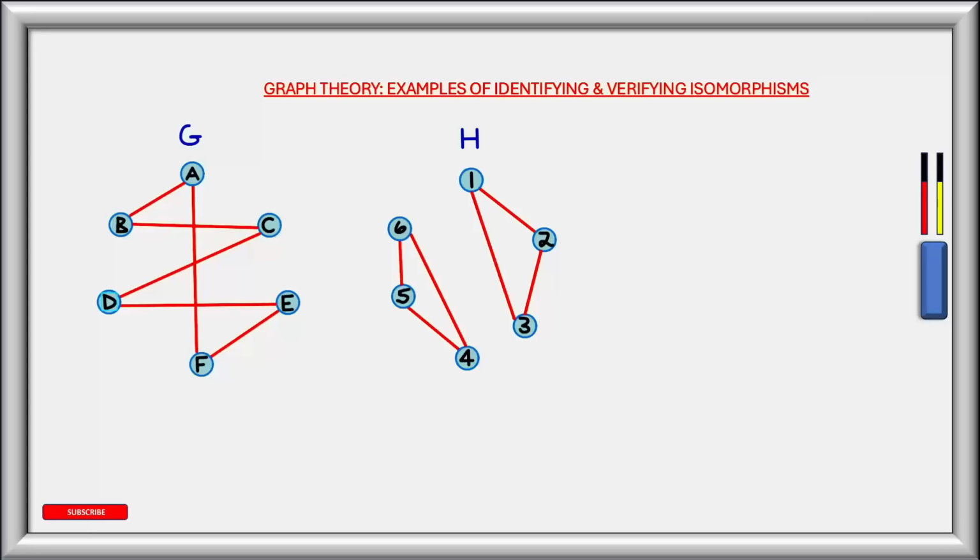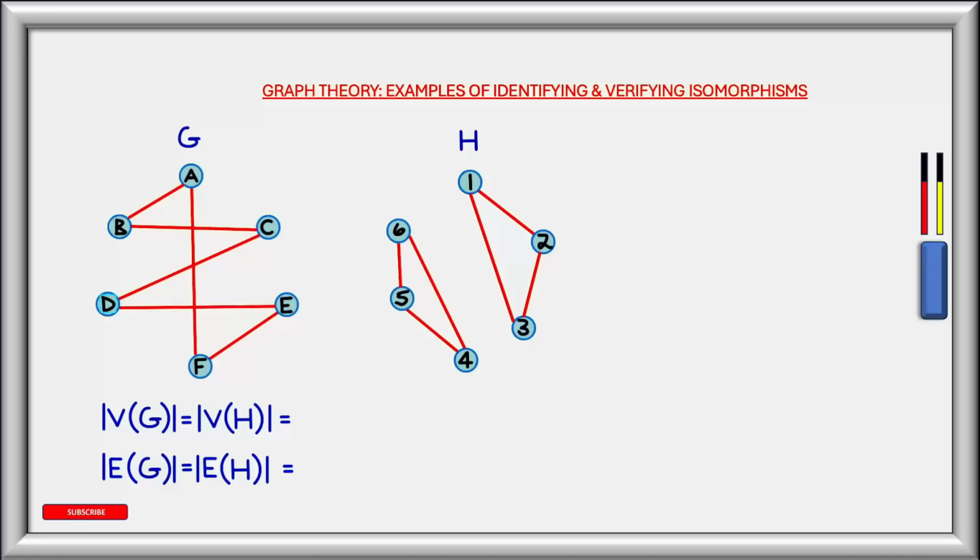So here we have two graphs, G and H. In graph G, we have vertices lettered A to F. And in graph H, we have vertices numbered 1 to 6. Let's check to see if there's an isomorphic relationship between the two.